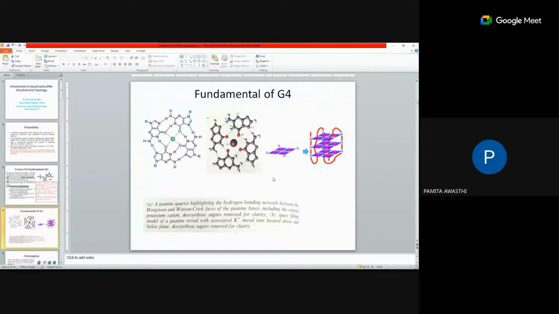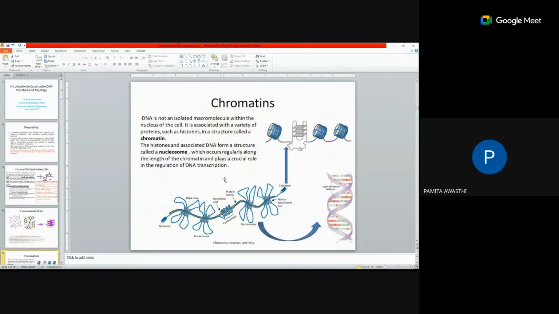Before we go into detail, let us start with the chromatin itself. DNA is not an isolated macromolecule within the nucleus of the cell. It is associated with a variety of proteins such as the histones, and this whole structure along with the protein is called chromatin. The histones and associated DNA form a structure called a nucleosome, which occurs regularly throughout the length of the chromosome and plays a very crucial role in DNA regulation, transcription, translation, etc.